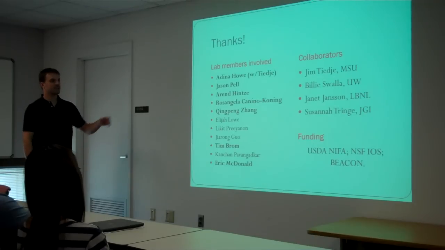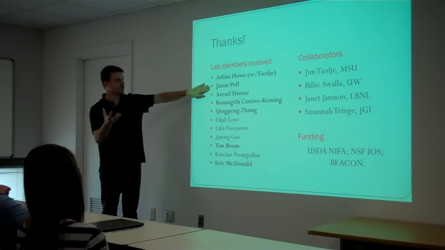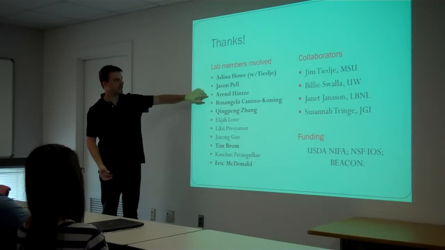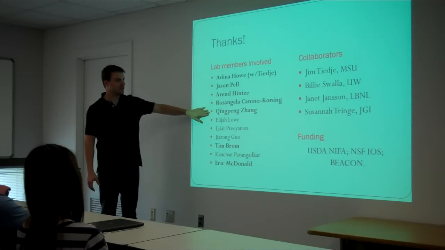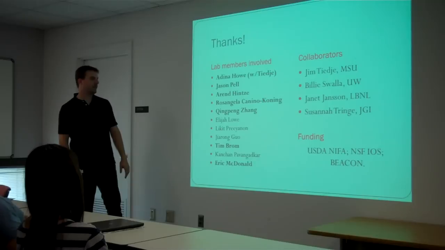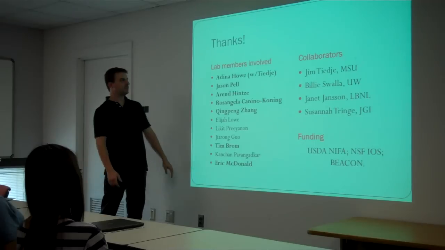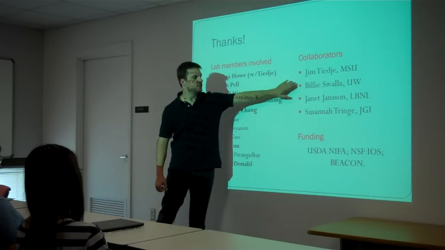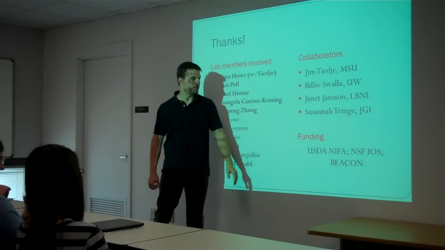So it's been pretty exciting. Just to remind you, Adina did most of the metagenomic stuff. Jason, one of the graduate students, did the compressible graph stuff, which is now published in PNAS with Arendt as the co-author. Rose was involved in an early stage in many of these things. QP is working on the counting stuff and proving that we can robustly use these probabilistic data structures for a wide range of problems. And then Eric is helping us turn this into efficient and effective, better software. And a lot of our sequence data came from Jim Teagee, Billy Swala, Janet Jansen at Lawrence Berkeley Labs, and Susanna Trind at the Joint Genome Institute.